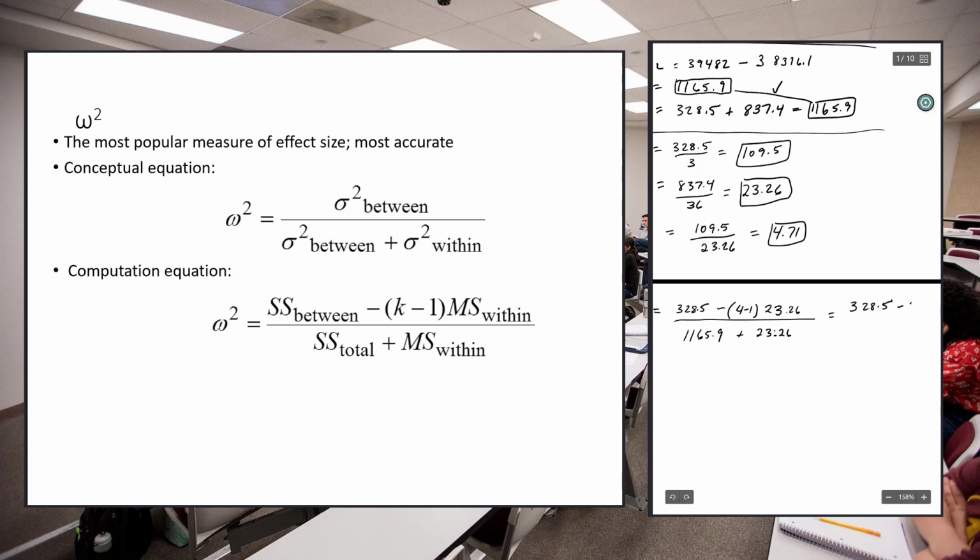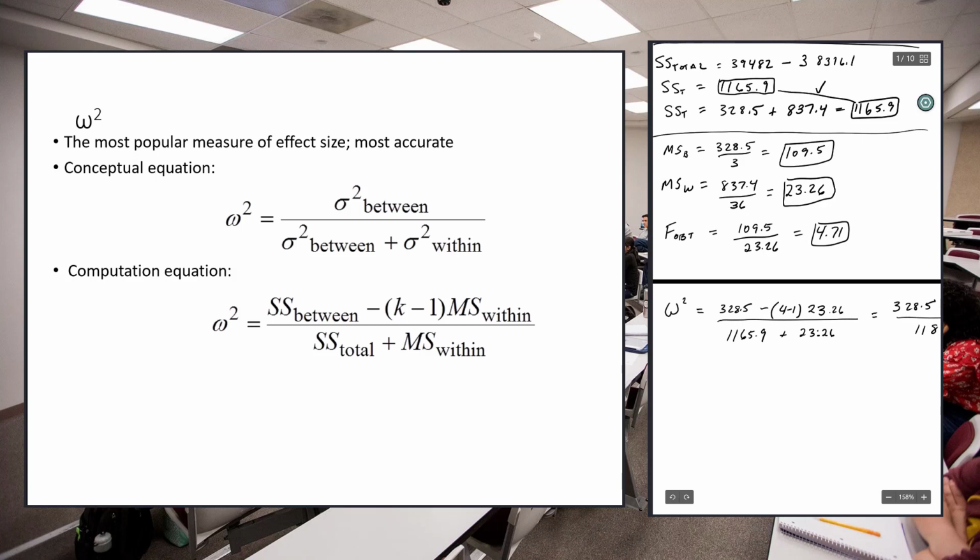And this is going to break down into 328.5 minus 69.78 over 1189.16. And this gives us an omega squared value of 0.2175. So again, omega squared is a more conservative measure of effect size. And what this means is that 21.75% of the variance in self-esteem is explained by social media type.